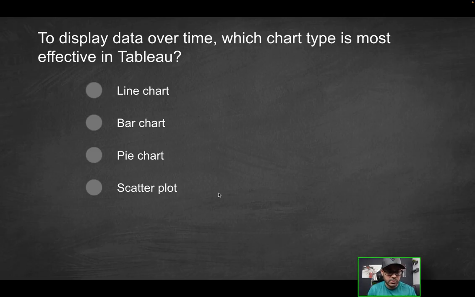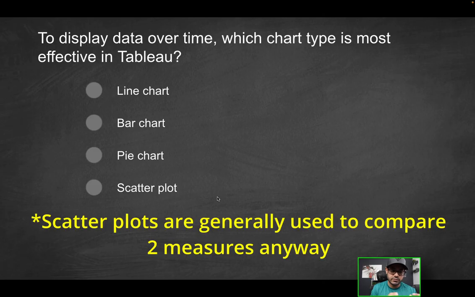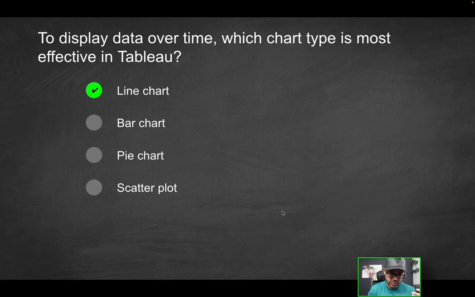And scatter plot, again, not so much. You just have a bunch of different data points lying around. It doesn't really show you much of a trend unless you get into those analytical functions where it shows you a trend line or forecasting, things of that nature. So the correct solution here is going to be line chart.